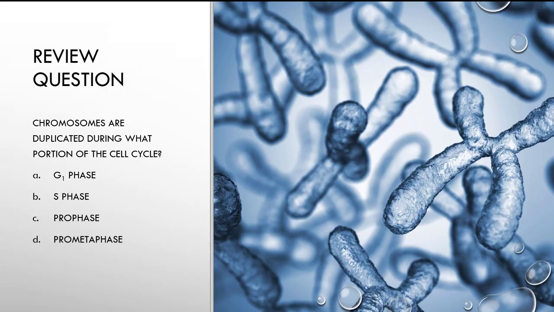Okay, so let's do some review questions. Chromosomes are duplicated during what portion of the cell cycle? Is it the G1 phase, the S phase, prophase, or prometaphase? So what portion of the cell cycle are chromosomes duplicated? And here's the sister chromatids, by the way. This is what it looks like. That would be during the S stage. So think synthesis of DNA phase. So that's the S stage or phase of interphase.